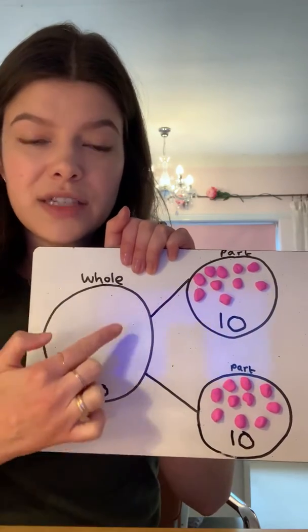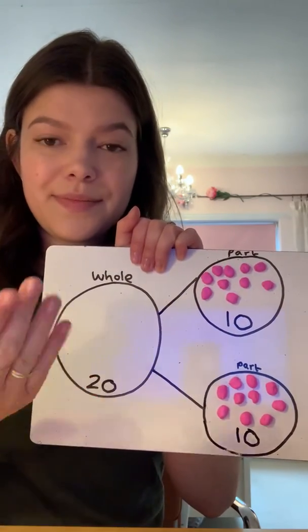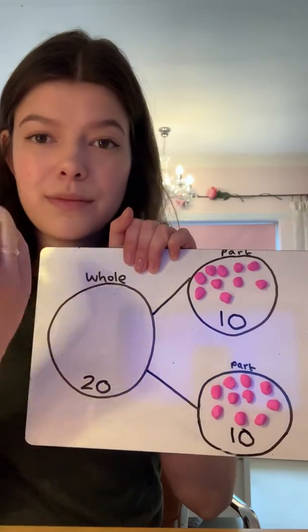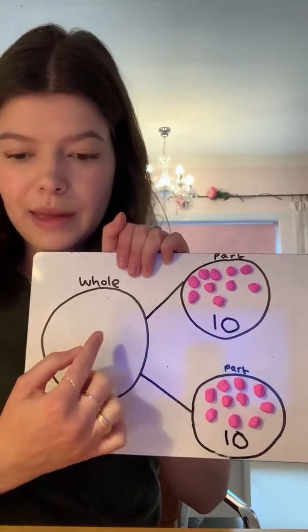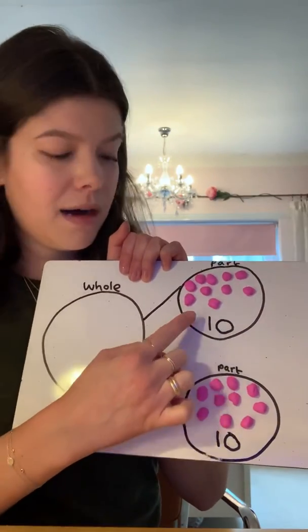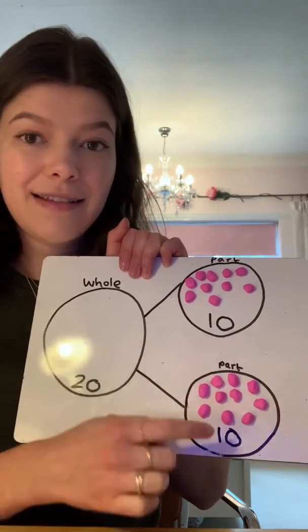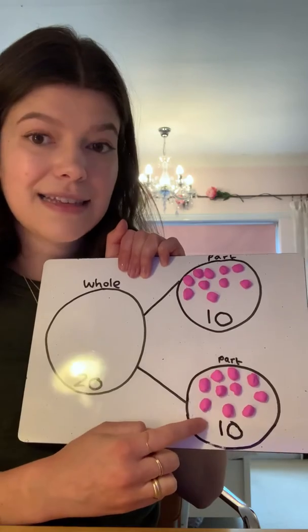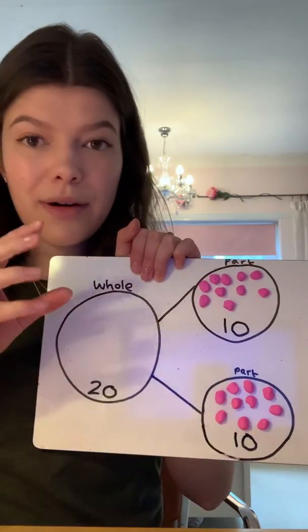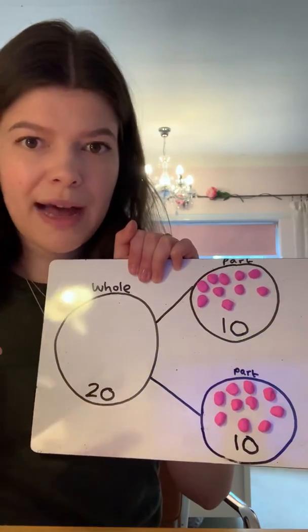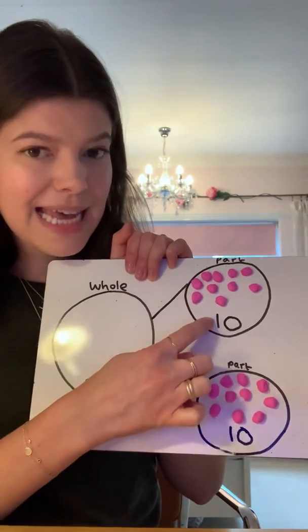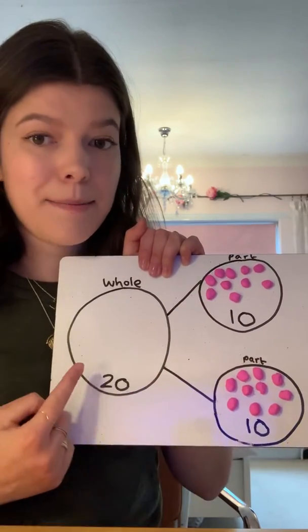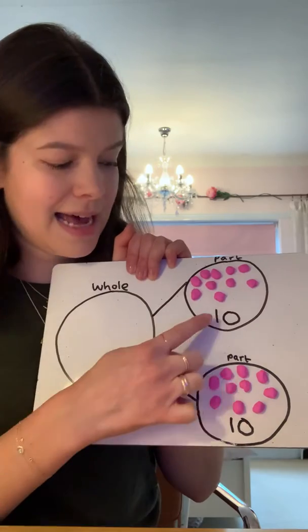So I started with 20. 20 is the whole. The parts are 10 and 10. Your turn. The parts are and 10. Now, what I can do is I can swap that, so I can say 10 and 10 make 20. Can you say that?